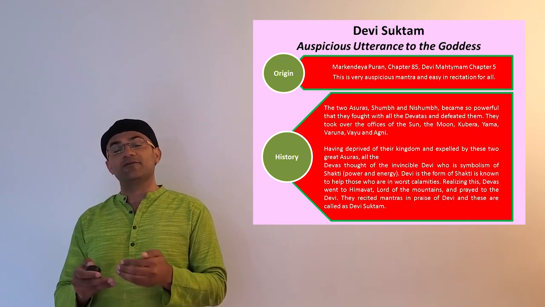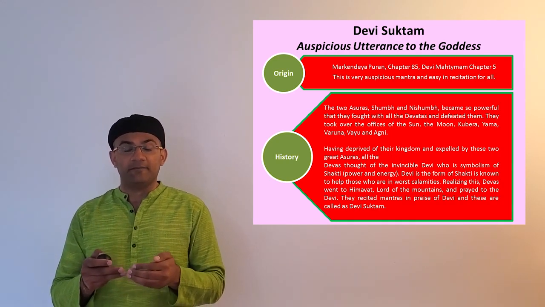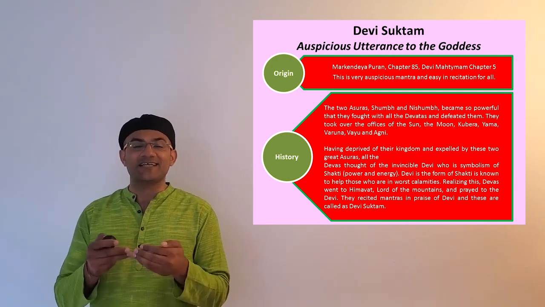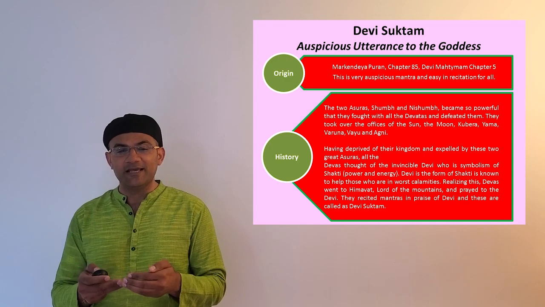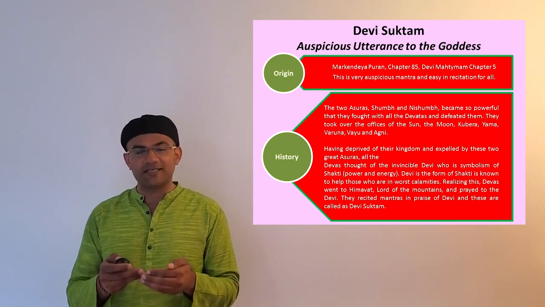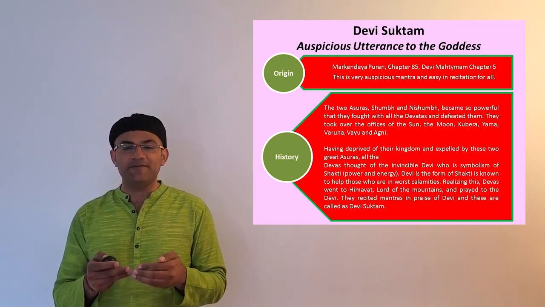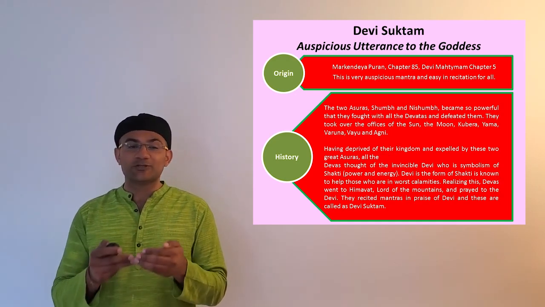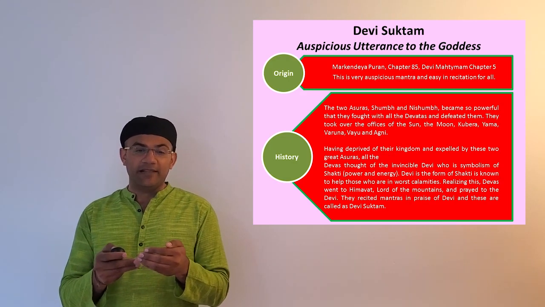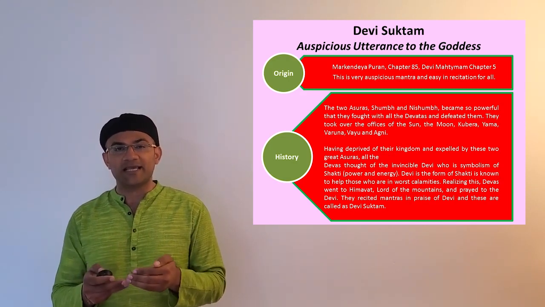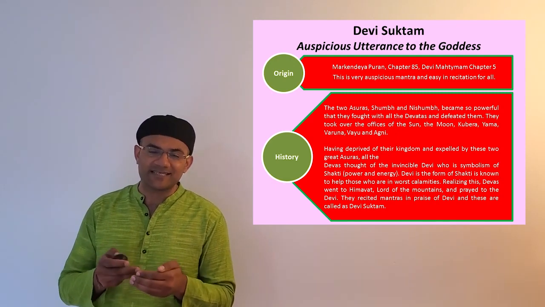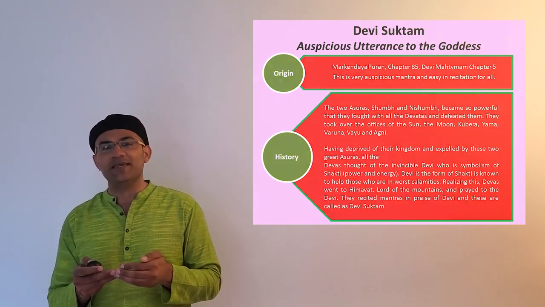So, having been deprived of their kingdom, the devas got frightened. So where do they go? They go to the Devi. They started praying to the invincible Devi, which is the symbolism of Shakti, the power and energy. Devi is the form of Shakti, which is known to help everyone. So they go to the Lord of the mountains, the Himalaya, and prayed there to the Devi. The mantras they recited in praise of Devi became the Devi Suktam.